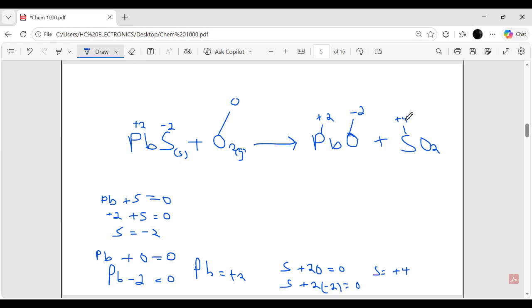Okay, then here on oxygen you have negative what? Negative 2. So now after checking here, you are going to identify which one is undergoing oxidation and which one is undergoing reduction. Okay, so here oxygen was 0. Then here it has become negative what? Negative 2. So you're able to check that the oxygen is undergoing what?